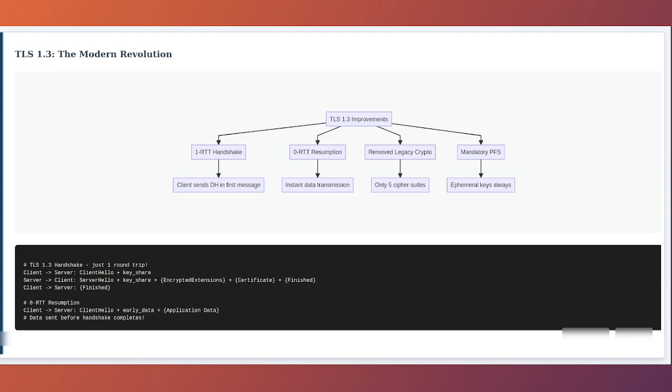The simplification extends to the state machine as well. TLS 1.2 had a complex set of handshake states that could be combined in various ways, leading to implementation bugs. TLS 1.3 has just 3 basic handshake flows: full handshake, resumption handshake, and zero RTT. This simplicity makes the protocol easier to implement correctly and harder to attack.